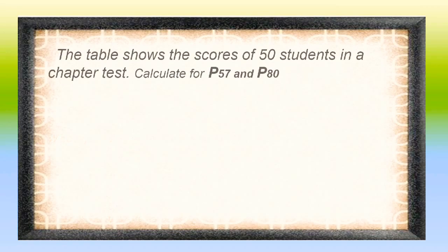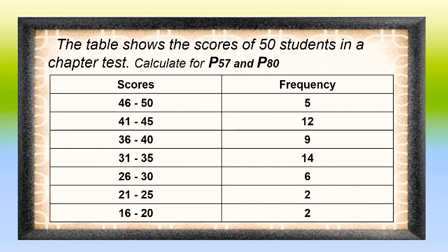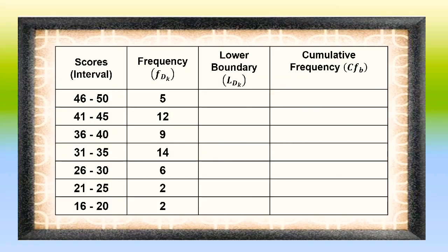Let us apply the formula in solving this example. The table shows the scores of 50 students in a chapter test. We are asked to calculate for the 57th percentile and the 80th percentile. The table shows the summary of the scores and their corresponding frequency. We are asked to complete the table by identifying the lower boundary and afterwards their corresponding cumulative frequency, starting below until you reach the uppermost class interval.